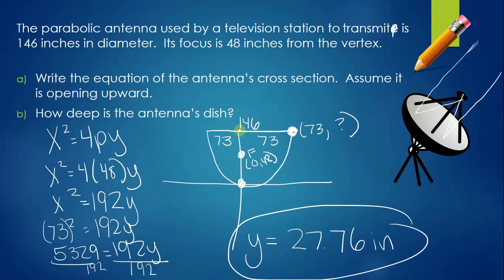So when I go 73 inches from the center of my dish, I am 27 inches off the ground. So not totally long, about 2 1/4 rulers off the ground, if you want to consider it that way. Not too deep, but still pretty deep for a satellite dish. And that's the end of this video. See you later, Sabers.